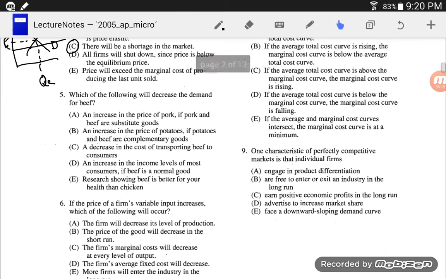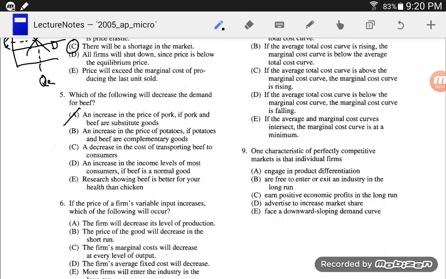Which of the following will decrease the demand for beef? Well, if there is an increase in the price of pork, and if pork and beef are substitutes, that would actually increase the demand for beef, because then people don't want to buy as much pork, they're going to buy the beef instead.